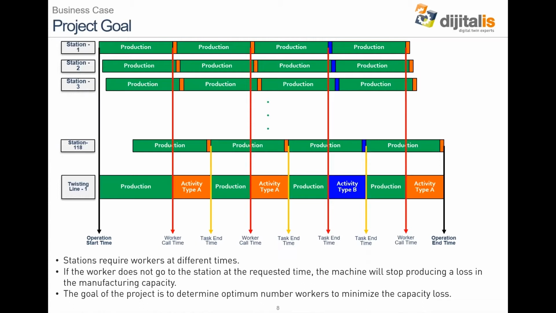If the worker does not go to the station at the requested time, the machine will stop producing and a loss in manufacturing capacity will occur. So the goal of this project is to determine the optimum number of workers to minimize the capacity loss.